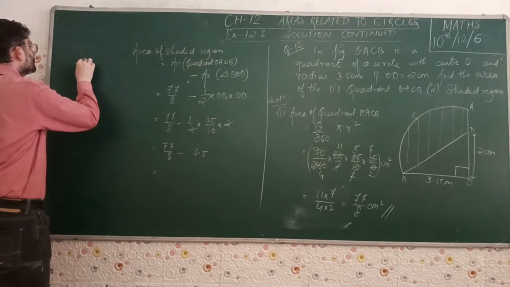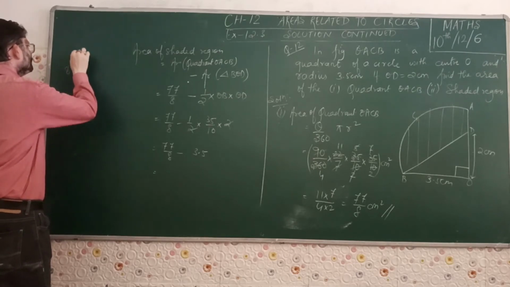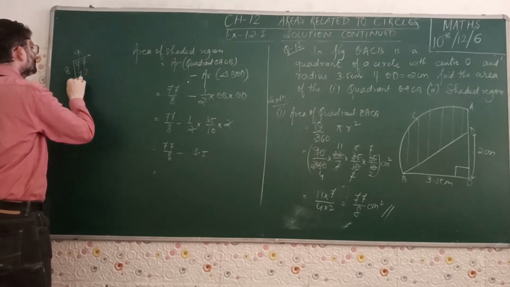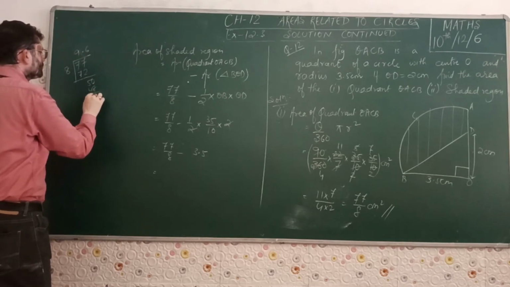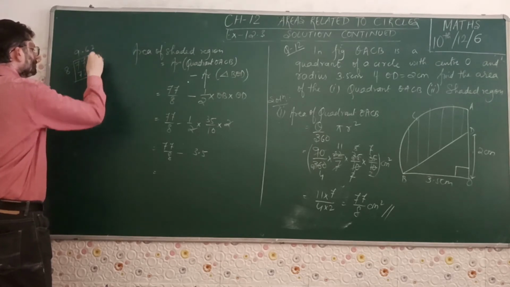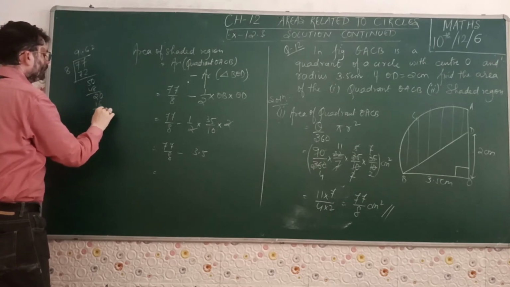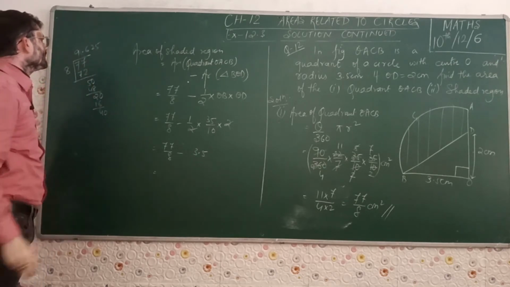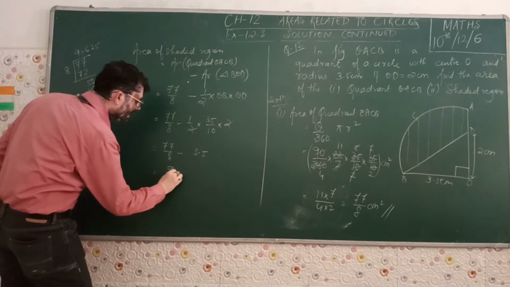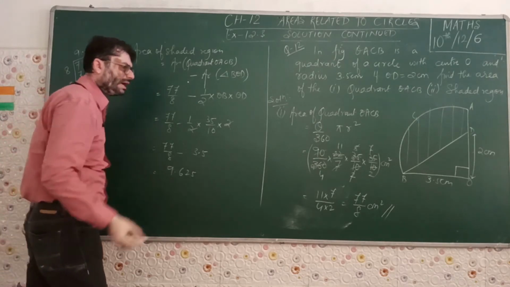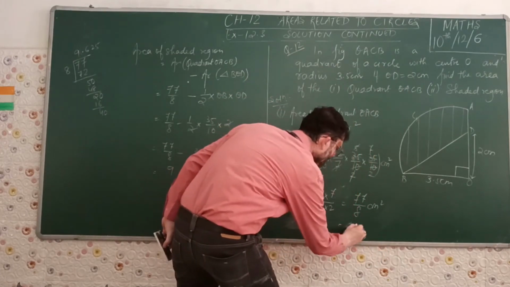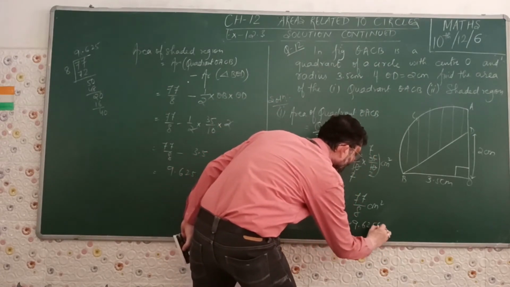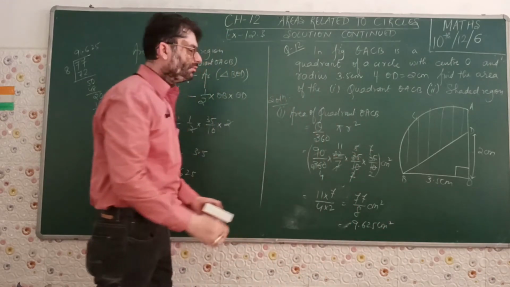Let's divide 77 by 8. 9 eights are 72 and 5, and decimal point, 50. So this is 6 48, 2, 20 and 2 eights are 16, 4, 0, 40. So 5. So this is 9.625. We could have mentioned here also, so let's simplify here also. We could have mentioned here 9.625 centimeter square if we want.